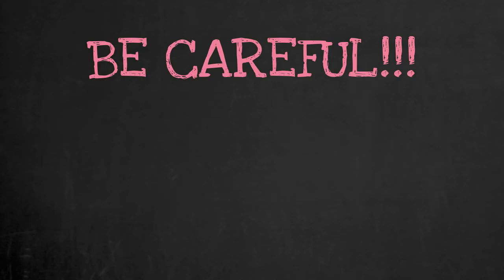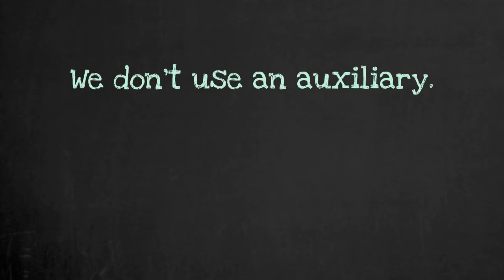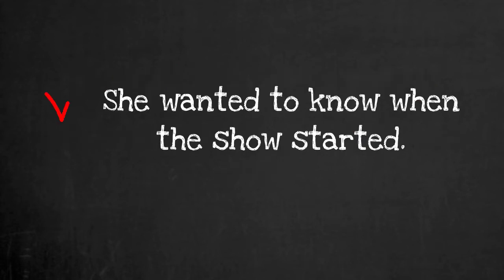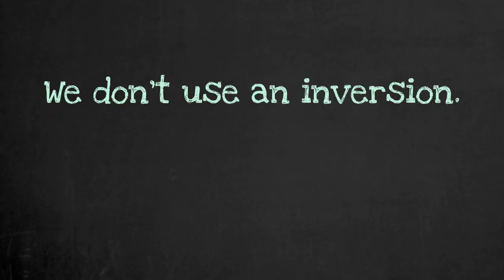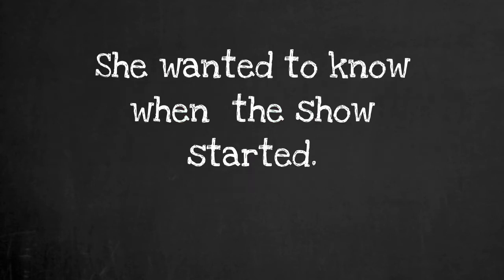But be careful, because in reporting questions, we don't use question marks. And we don't use an auxiliary, such as she wanted to know when did the show start. This did is wrong. We should not use auxiliaries. She wanted to know when the show started is the correct sentence, and we don't use inversion. She wanted to know when started the show is not correct. Here we should say she wanted to know when the show started.